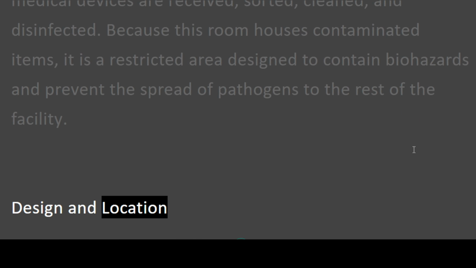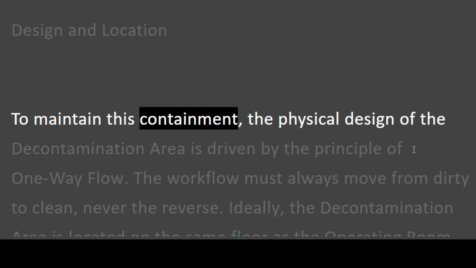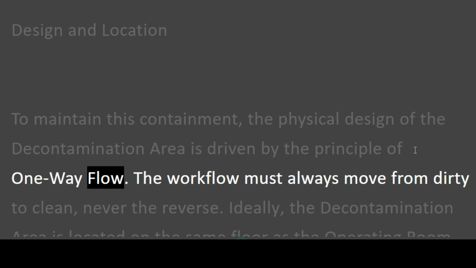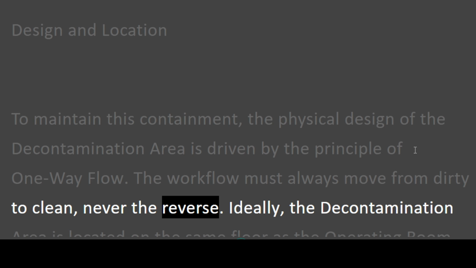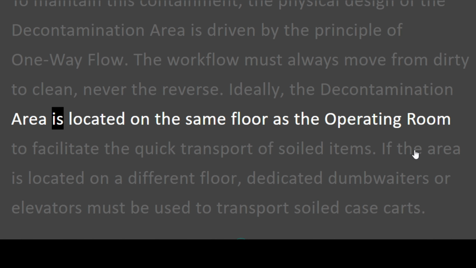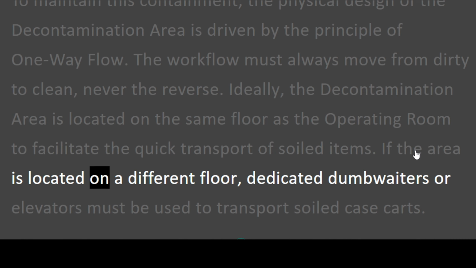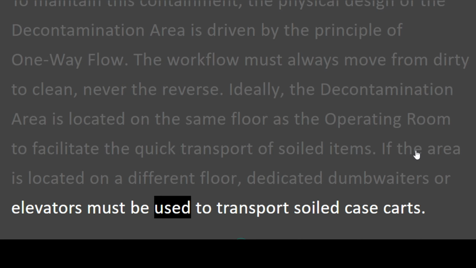Design and location. To maintain this containment, the physical design of the decontamination area is driven by the principle of one-way flow. The workflow must always move from dirty to clean, never the reverse. Ideally, the decontamination area is located on the same floor as the operating room to facilitate the quick transport of soiled items. If the area is located on a different floor, dedicated dumbwaiters or elevators must be used to transport soiled case carts.